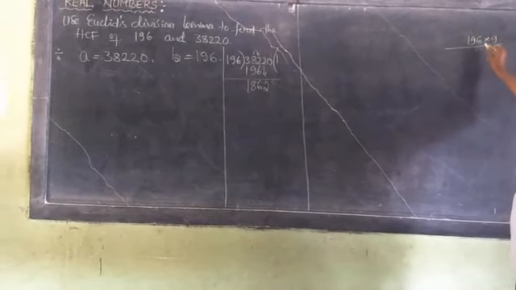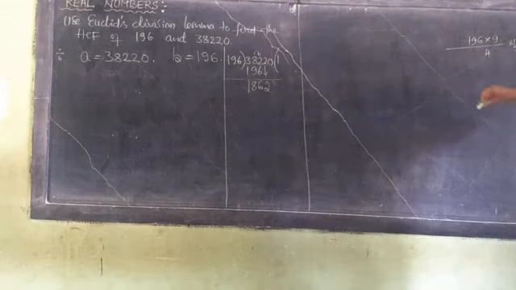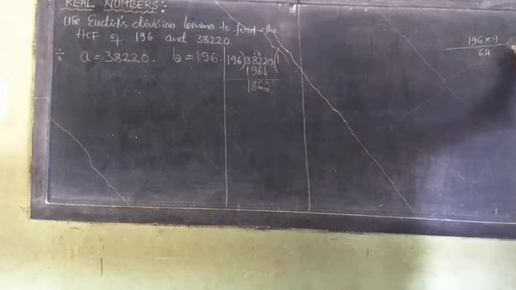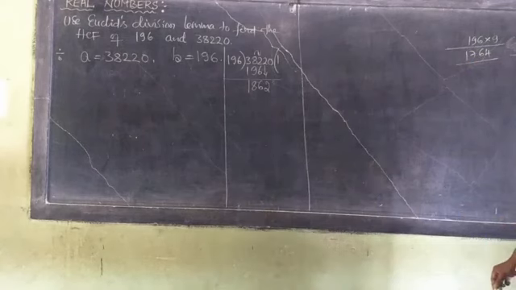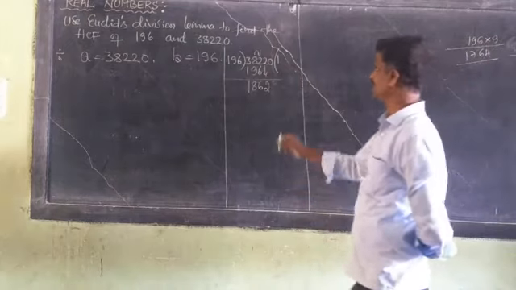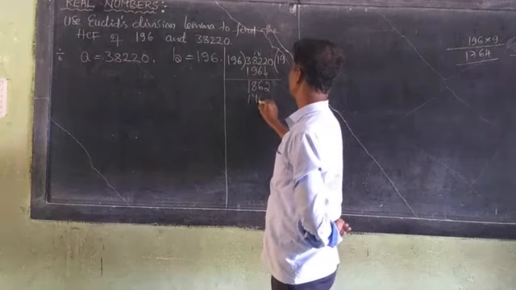9 sixes are 54, 5 carried. 9 nines are 81, 81 plus 5 is 86, 8 carried. 9 ones are 9, 9 plus 8 is 17. So 1764. Okay, so we have to consider 196 nines, which is 1764.